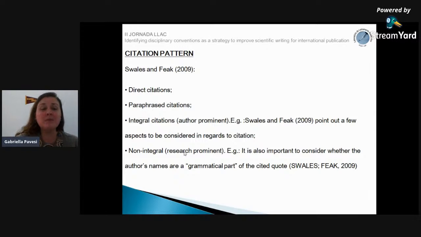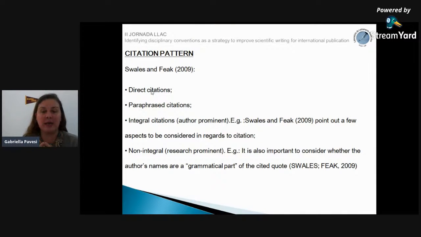To help us remember. So these are four aspects of citation, not qualities, I would say aspects, that can mix and match as we learn about our areas of study and how our areas write. So I can have direct quote citations that are integral. I can have direct quote citations that are non-integral. I can paraphrase with integral, paraphrase with non-integral. So there is a variety there of how we can present sources in our text.